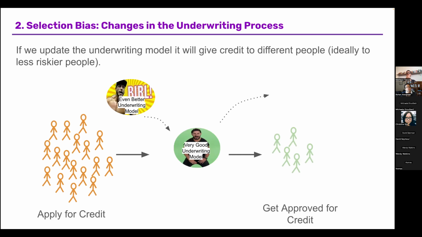Another very interesting phenomenon happens when you shift between models. Let's say that you have a very good model making predictions and approving people for credit, but now you've estimated a new model, and this model is even better than the old very good model. And you want to put that model in production. But the moment you want to put the model in production, you also want to make sure that this new model is in fact better than the old model that is already in production.